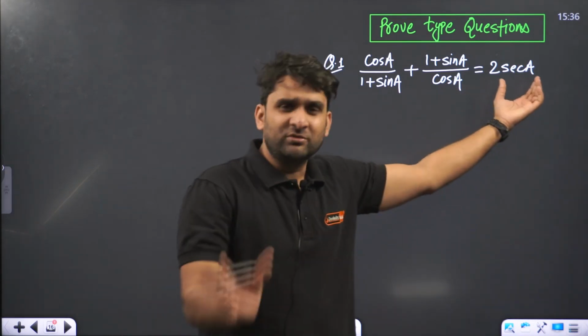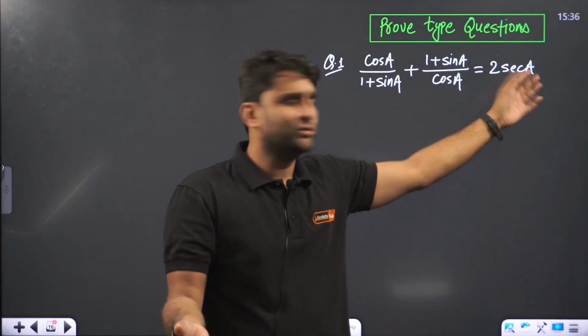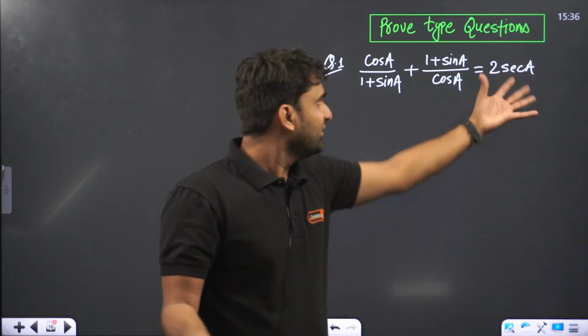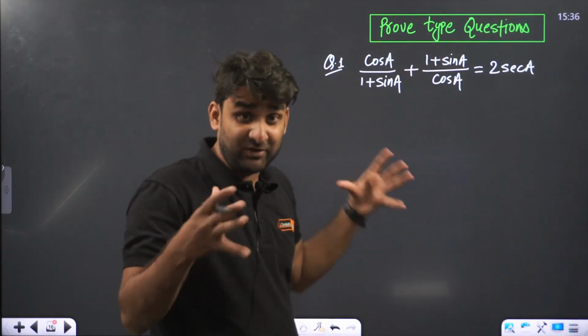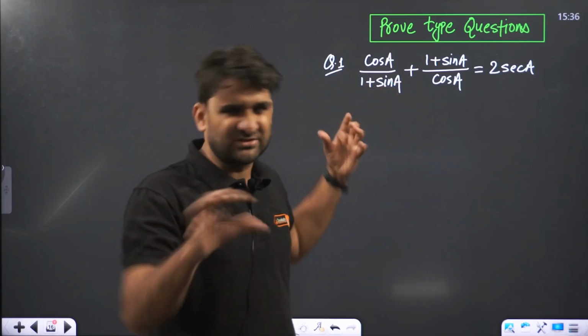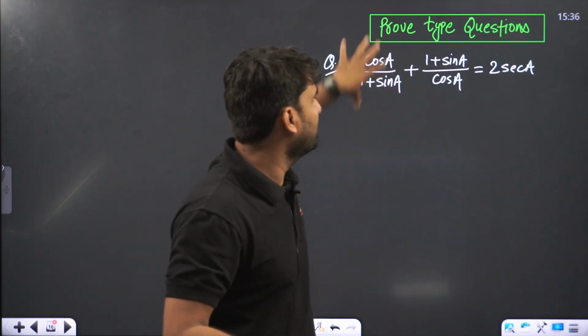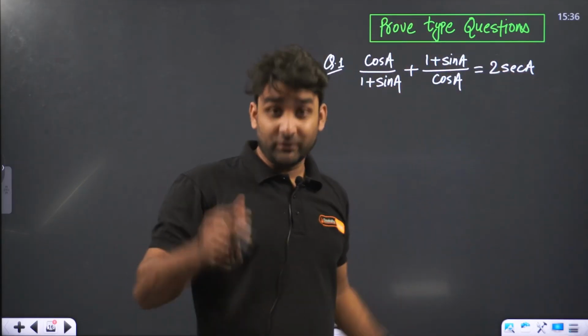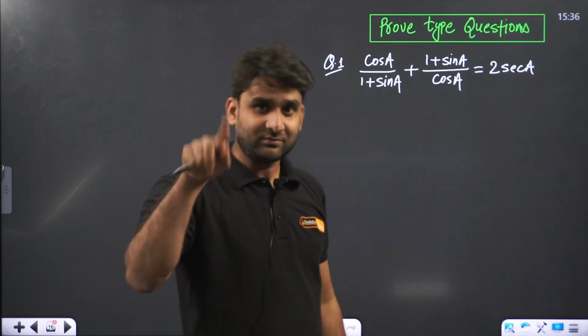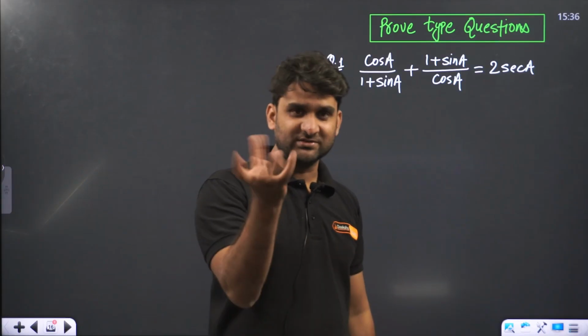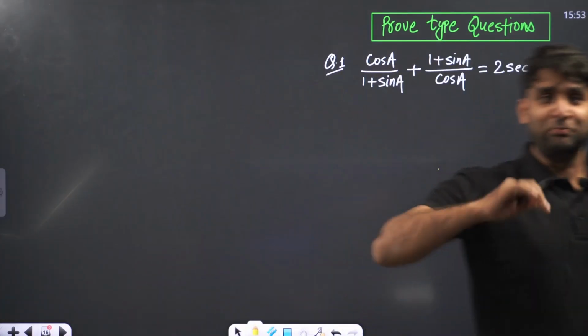RHS is also already in a small form, so we can't simplify it to make it like this, but this form, LHS, is in a very broad form, so we can do such operations and convert this broad form into a small one. So you have to decide whether you have to operate with RHS or LHS. It will be decided according to the size. Okay, so now proof type questions.